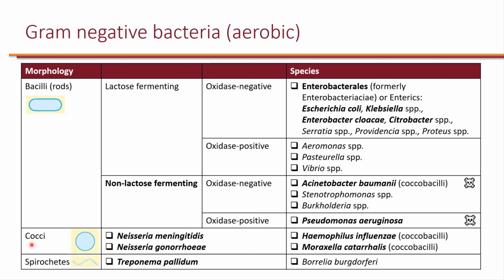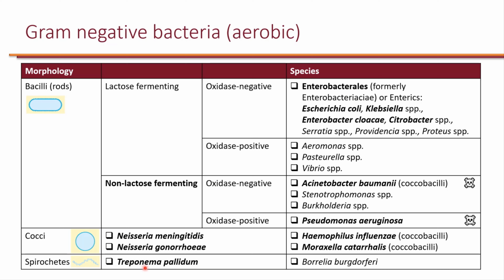And then for the cocci in the gram-negative group, we have Neisseria meningitidis, Neisseria gonorrhoeae, and then we have Haemophilus influenzae and Moraxella catarrhalis. These two are actually kind of between cocci and bacilli, so they're referred to as coccobacilli. So the shape under microscope is between a circle and a rod. And then spirochetes, which essentially look like a spring.